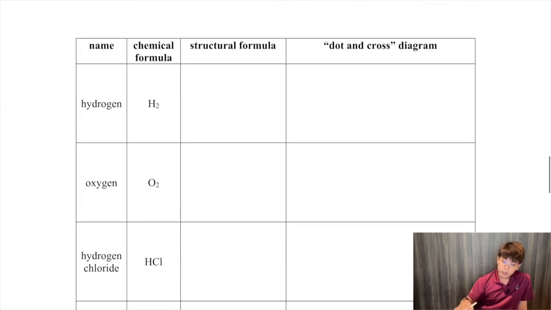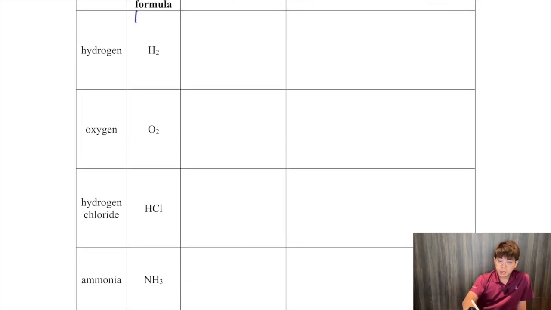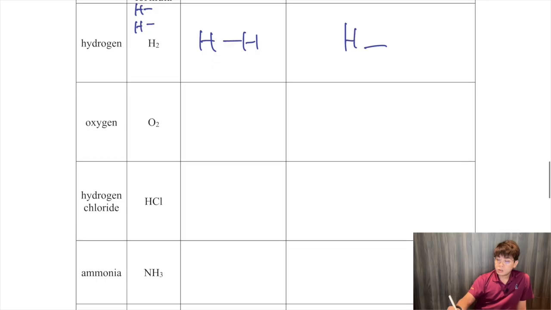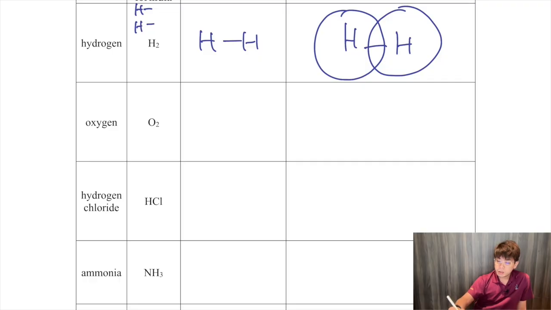Next, hydrogen. Hydrogen H2. So that means it's H, H. Hydrogen got 1 bond each. So it's H, H. So it's a single bond. Let me just erase the line just to make it neater. So single bond got 2 electrons and my hydrogen is happy. 2 electrons each.